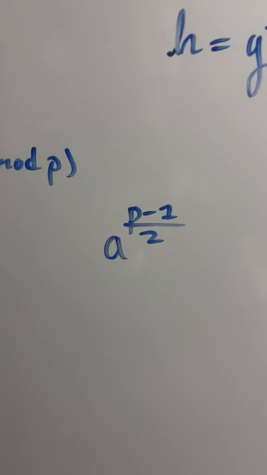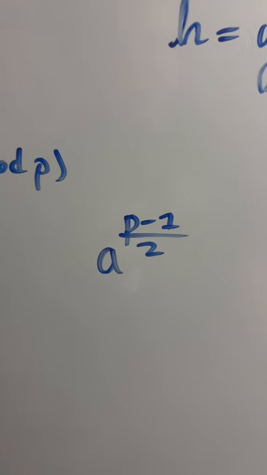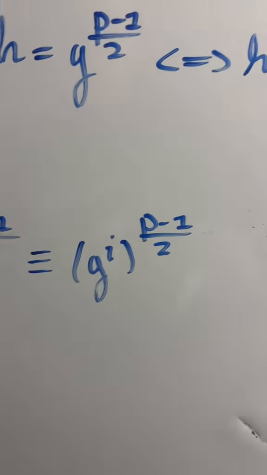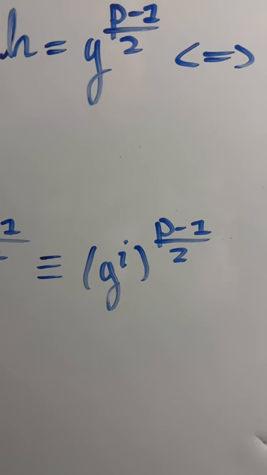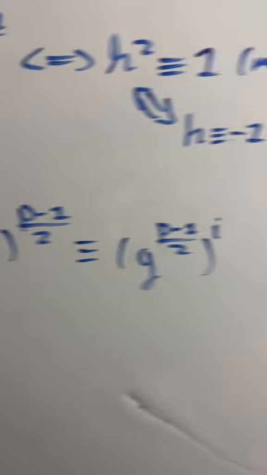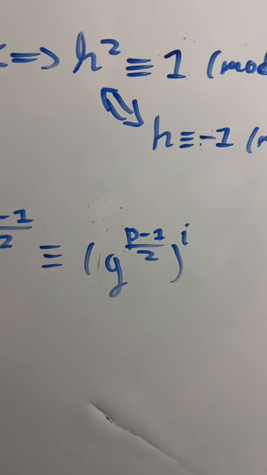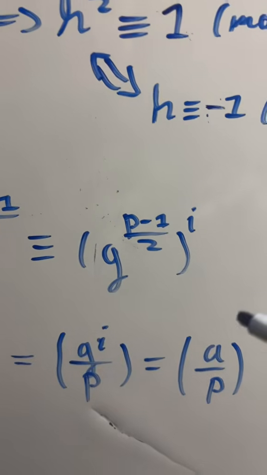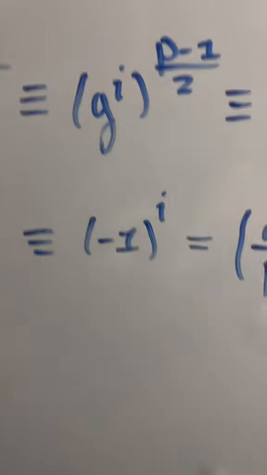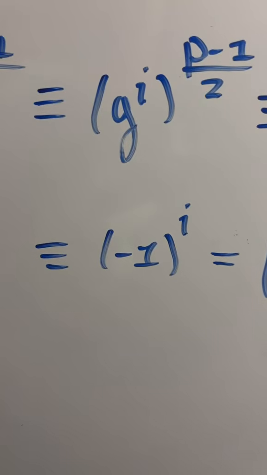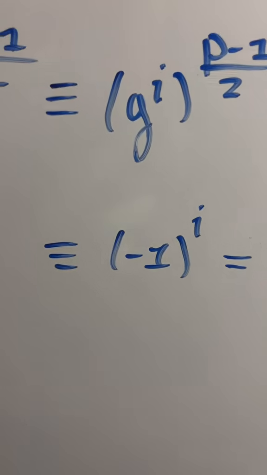So now let's look at a to the power (p minus 1) over 2. We know that this is the same as raising g to the power i, to the power (p minus 1) over 2. And by the laws of exponents, we can just switch the order to get g to the power (p minus 1) over 2, raised to the power i. Now g to the power (p minus 1) over 2 we defined to be h, and we showed that h must be negative 1, meaning we get negative 1 to the power i.